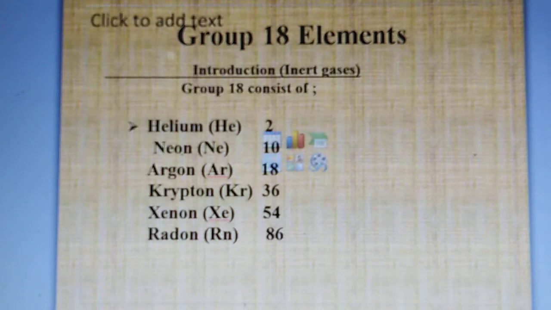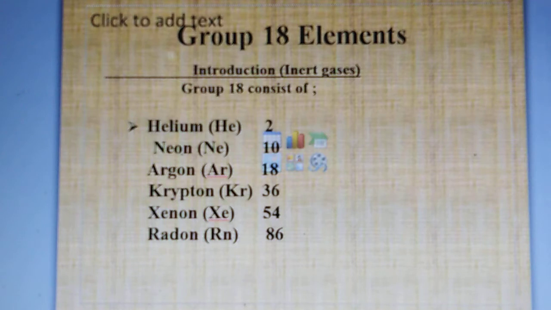Group 18 elements. Group 18 elements are inert gases. Which are the inert gases? First one is helium, neon, argon, krypton, xenon and radon. Corresponding to that, the atomic numbers are 2, 10, 18, 36, 54 and 86. Why are they called the inert gases? Because their valence shell is completely filled to its capacity. It contains 8 electrons. Therefore, these are called the inert gases.